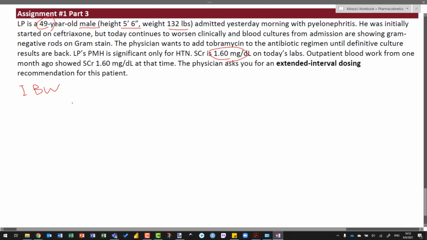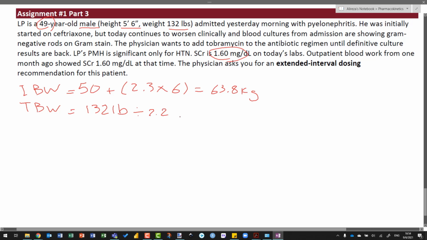If we calculate the ideal body weight, we just want to make sure that the patient is not excluded from a renal function perspective. So let's figure out the renal function. This is a male, so 50 plus 2.3 times 6, since this is 6 inches above 5 foot tall, which gives you 63.8 kilogram. The total body weight is 132 pounds, which we can divide by 2.2, which gives us 60 kilogram. This is pretty close to the ideal body weight, and in fact total body weight is less than ideal body weight. So in this case you should be using total body weight, so ignore the ideal body weight.